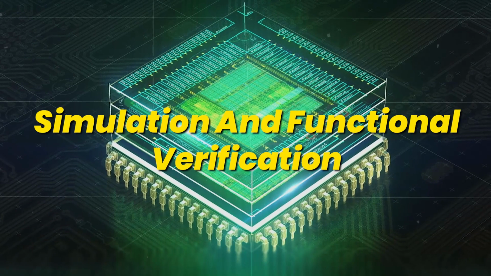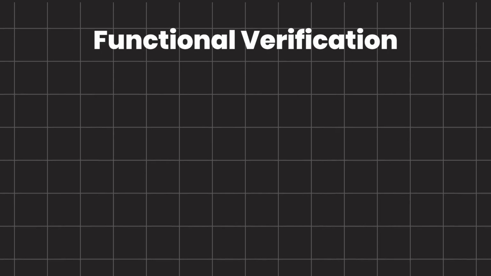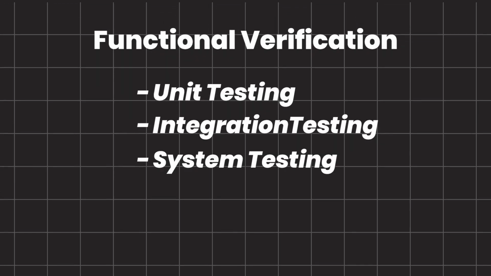Next is simulation and functional verification. By using different simulation tools, these engineers test the design's functionality. They create test cases, apply stimulus and check the response, by which they try to check whether the design is behaving as per expectation or not. For functional verification, they use unit testing, integration testing and system testing.